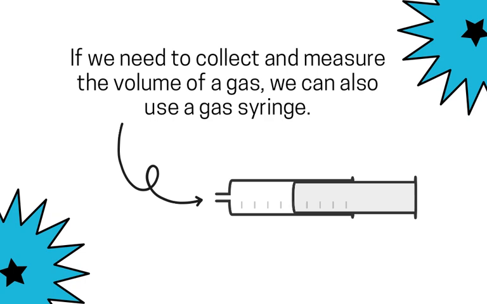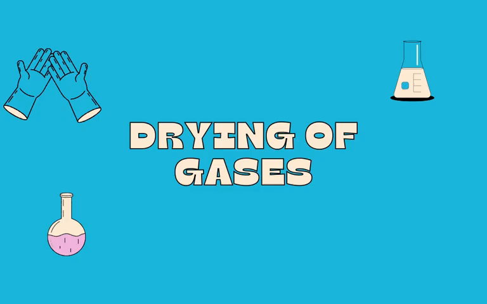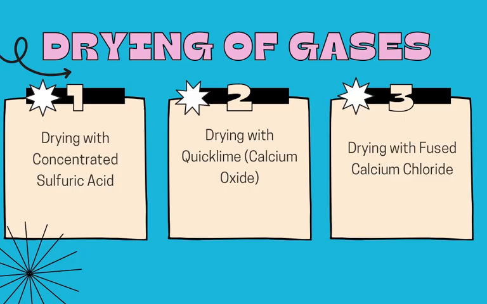Gas collection can also be done using a gas syringe when you want to collect and at the same time measure the volume of a gas. The gas syringe would be the best option. Many times you do not just want to collect the gas, you want the gas to be dry. So what are the three methods that we can use to dry gas? The first one is using concentrated sulfuric acid. The second one is using quicklime or calcium oxide. And lastly, you can dry using fused calcium chloride.